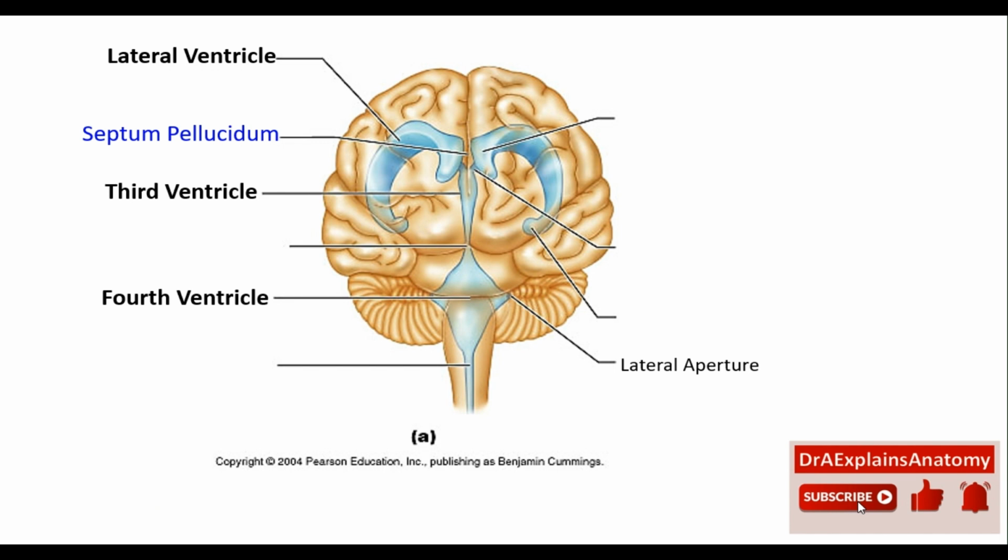This right here is the septum pellucidum. This is part of the brain which separates the two lateral ventricles. This is the anterior horn of the lateral ventricle, whereas this is the inferior horn of the lateral ventricles.